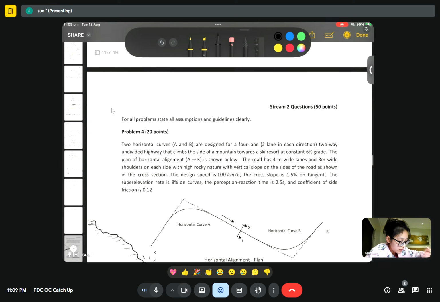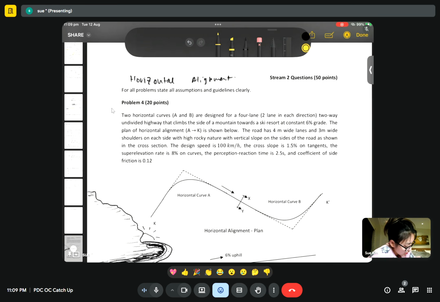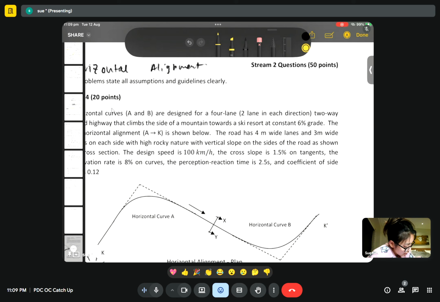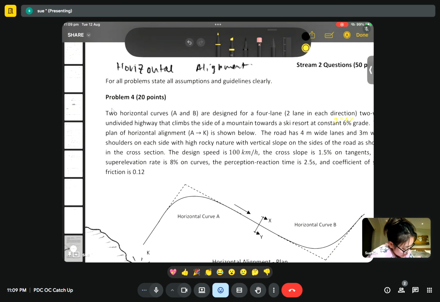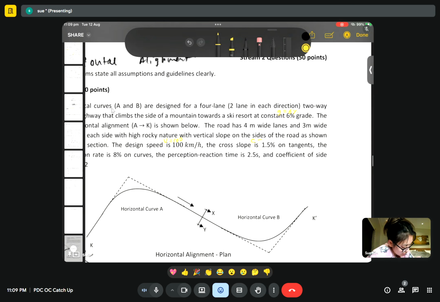Next, I have the horizontal alignment question. So there are some values that I can take from the question straight off. I've got the grade equals 6%. I've got the speed, which is 100. I've got the cross slope, which is 1.5.